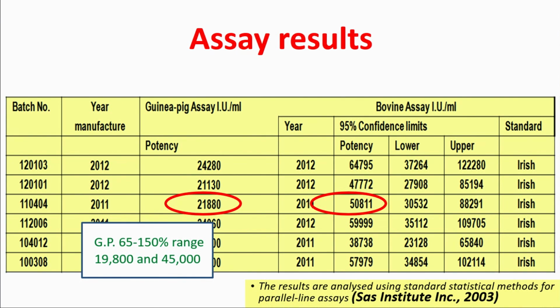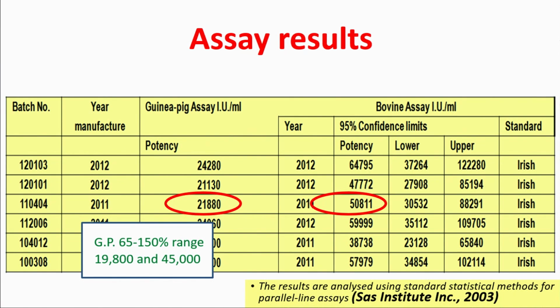Now, if you just look at some assay results here from 2012, just pick this one at random. This is a product of 2011, batch number 4, order number 4, run number 4, made in 2011 and checked in 2012, I think. The potency in guinea pigs was 21,800, but remember what I said before about the guinea pig assay range from 65 to 150%. This could have a potency of 19,800 to 45,000.